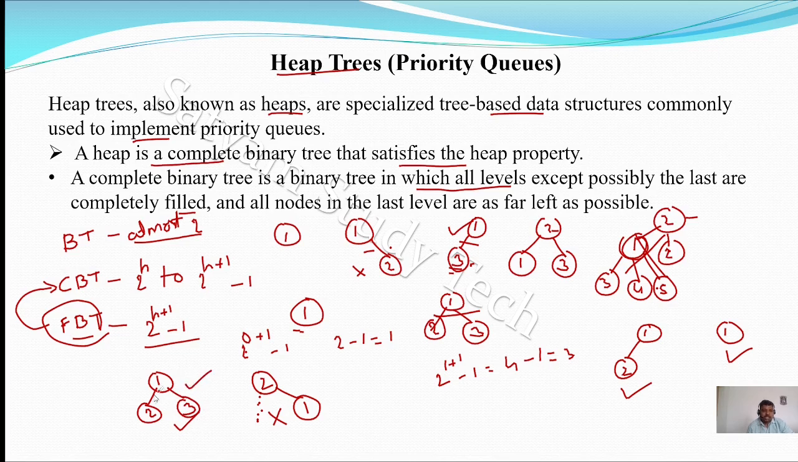This tree has 2^(h+1) - 1 nodes, because the level is 1, right? 2^(1+1) is 2^2, which is 4, minus 1, so 3 nodes. So it is a full binary tree, and a full binary tree is also a complete binary tree. Now you can see here it is a complete binary tree, but it is not a full binary tree.